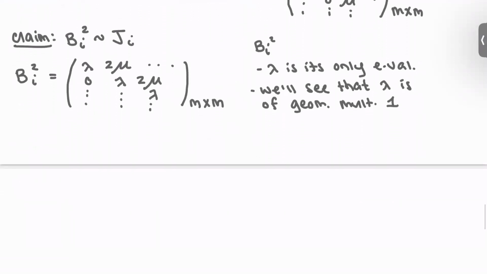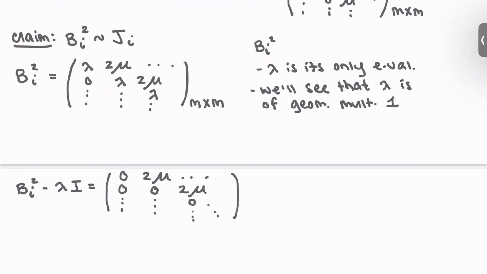So to see this, notice that Bi squared minus lambda I is going to be equal to zeros along the main diagonal. So 0, 0 going on. Let's see, 2 mu here, then 0, then something else here, and we're going to have 2 mu, 0, continuing like this, and again, m by m. So we can see here this first column is all zeros. So we're interested in saying, what is the number of linearly independent columns in this matrix?